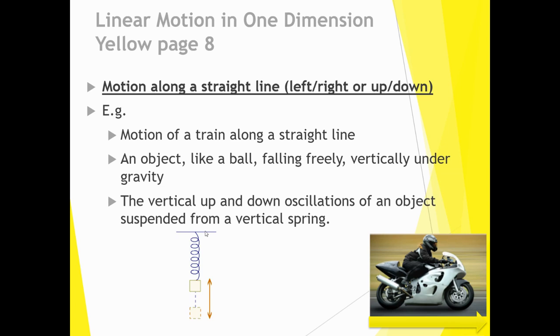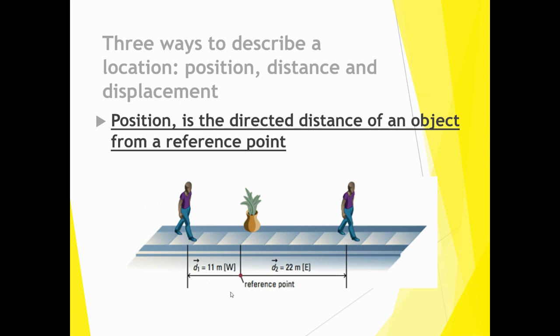So at the top here, motion along a straight line is what we're concerned about when we're talking about one-dimensional motion. We're going to do a little bit of two-dimensional motion, but for the most part, we're only going to be talking about things moving along a straight line, so left and right or up and down. And this actually occurs somewhat frequently: motion of a train along a straight line, an object like a ball falling vertically down to the earth, the oscillations of a spring bouncing up and down are some good examples of one-dimensional motion.